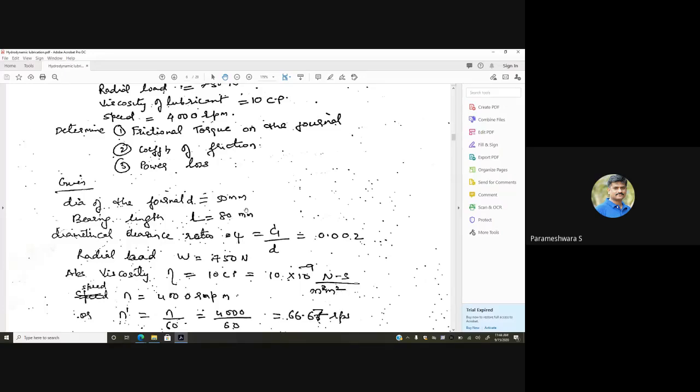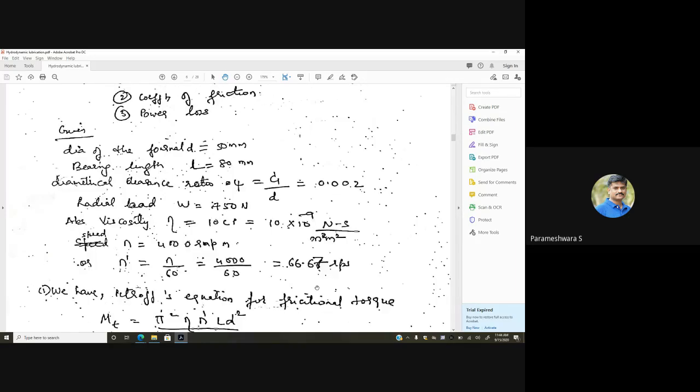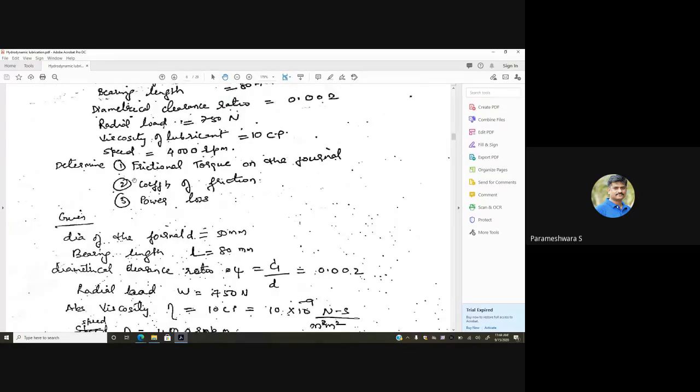Everything is in mm. Generally, diameter is in millimeter and length is in millimeter, so I will convert the viscosity to Newton second per mm square. And N is given as 4000 rpm, so you can calculate N dash by dividing 4000 by 60. You'll get N dash as 66.67 rps. First you have to find frictional torque, coefficient of friction, and ultimately the power loss.